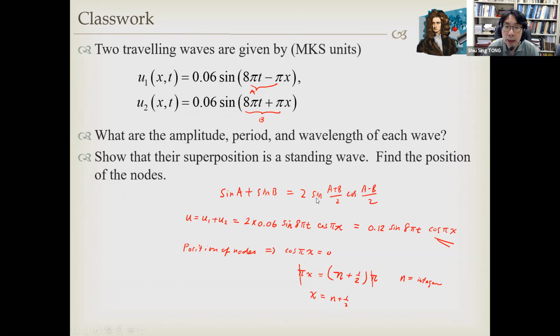Okay. Now this question asks you about the amplitude, period, and wavelength. I think you know how to do it, right? The amplitude is 0.6. The wavelength, you can find it by setting k, which is 2 pi over lambda, equal to pi, right? So the lambda is equal to 2 meters. Is that right? And the omega is equal to what? Omega is equal to 2 pi over T, and 2 pi over T is equal to 8 pi, right? So you now have the period equal to 1/4 of a second, right? So that is easy to find. Okay.